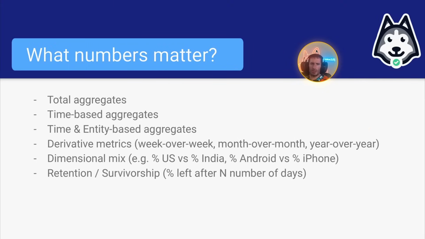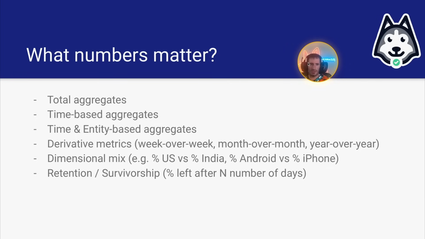But what numbers matter here? These are going to be a mix of top of line, composition, and trends. So you have total aggregates, right? Total aggregates is just the total number. The one I love to talk about is if you just do count star from all humans on Earth with no dimensions, you get like 100 billion. There's been like 100 billion humans on this planet. That's a lot of humans.